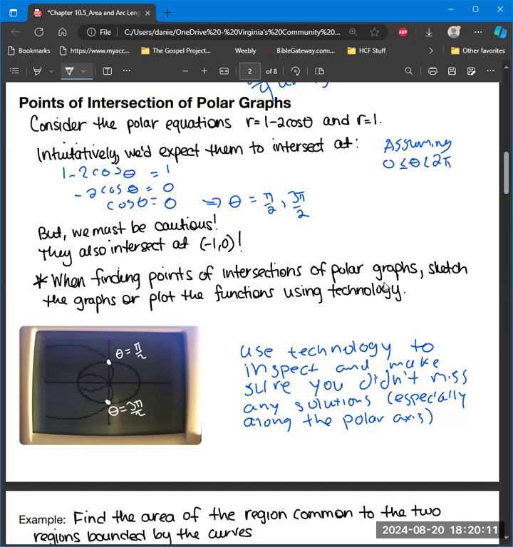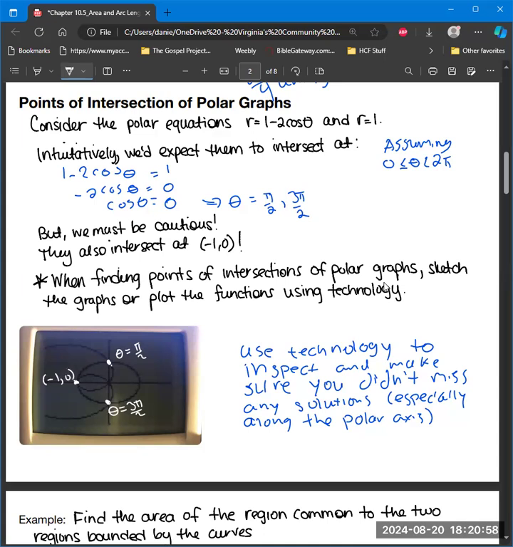But we see another point of intersection over here where this cardioid that's coming this way and looping back around here hits this circle, is it? Yes, the circle of radius 1 right there. And we didn't pick up on that with just setting the equations equal to each other. So we definitely need to use technology to inspect and make sure that we didn't miss any solutions. Specifically, we missed the solution because it's a negative r value like that.